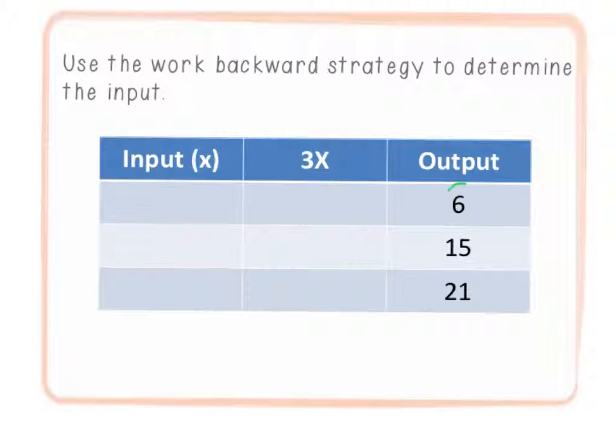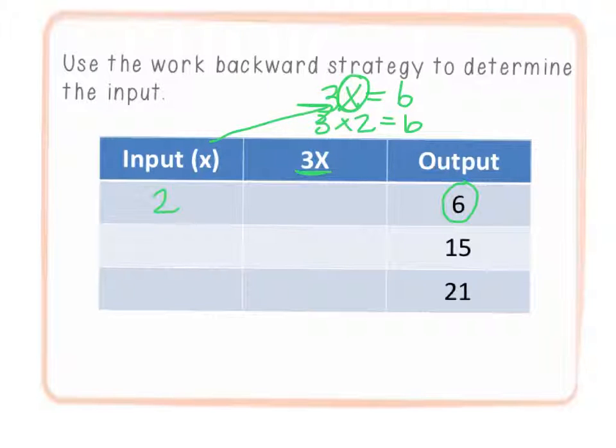So if my output is 6 and my rule is 3x, I have something times 3 to give me 6. So we've done this in the previous lesson. So basically it's showing 3x equals 6. And now I know that 2 would give me that solution. If I plugged 3 times 2, I would get 6. So over here, my input is 2, because that's what I plugged in for this x. Okay? And then I would show my work. 3 times 2 gives me 6.